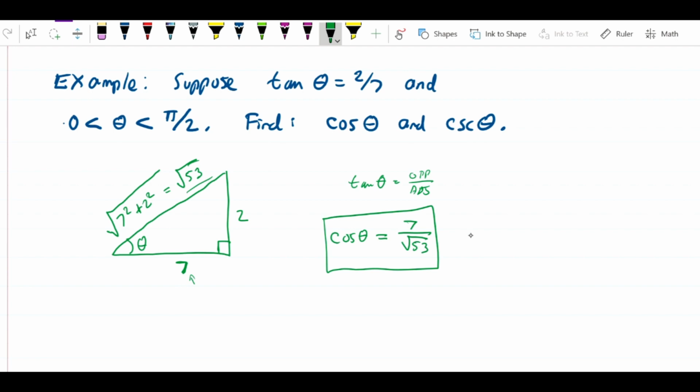And the cosecant of theta is equal to the hypotenuse over the opposite, which is also equal, by the way, to 1 over sine of theta. So if I knew the sine of theta, I could have just calculated this by its reciprocal, but since we know the definition of cosecant is hypotenuse over opposite, we're just going to do it that way. So we'll say that cosecant of theta is equal to root 53 over 2.